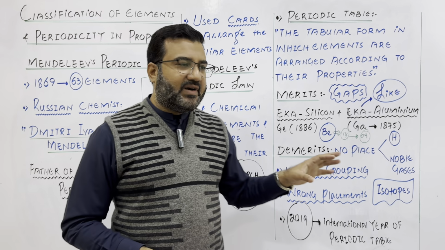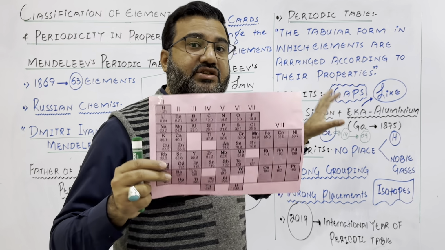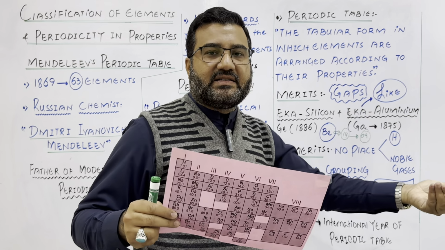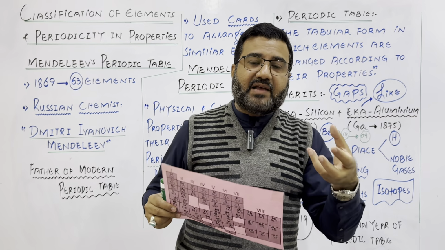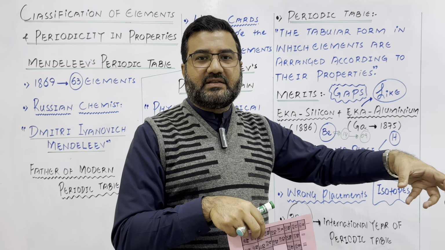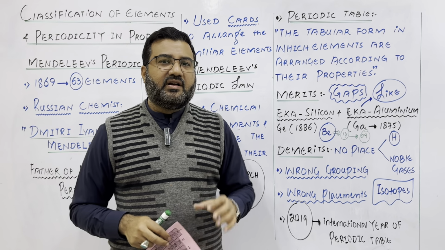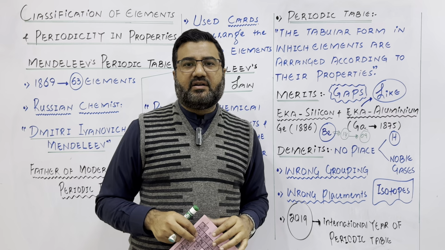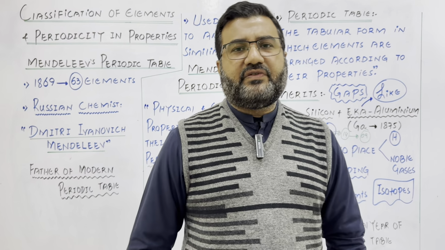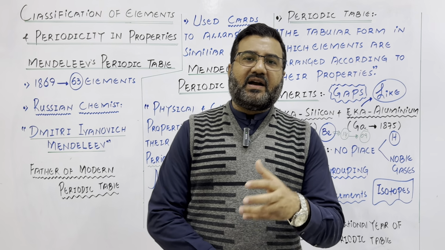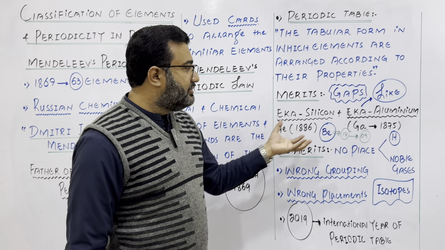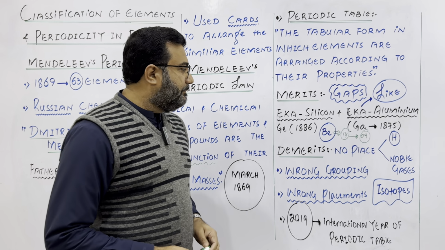That was a big achievement, that not only he arranged all elements of his time, but he also left gaps for the undiscovered elements. And leaving gaps is something else, but mentioning their properties and then those properties being experimentally verified later on, that was again a big achievement of Mendeleev. And Mendeleev in his lifetime gained huge fame and he was awarded different medals and prizes by different countries of the world because of his contribution to the development of the periodic table.